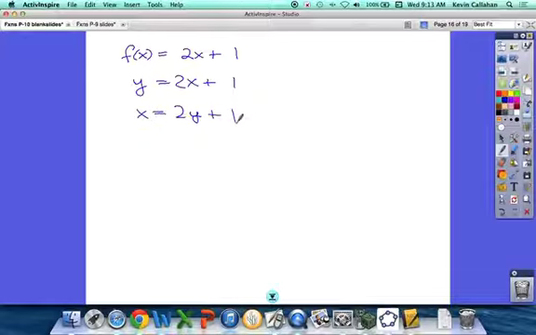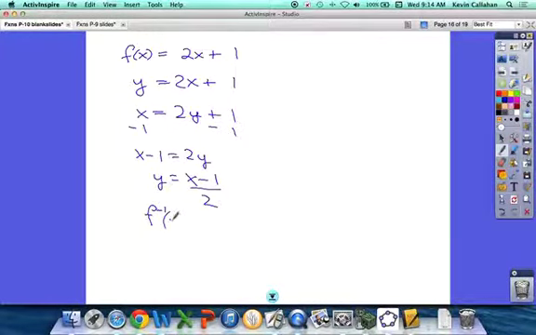And now, because the y is in the middle of the expression on the right, you've got to solve for it, right? It's no longer isolated. So you've got to solve. Subtract 1. Divide by 2. And then the last step, replace the y with f inverse of x. Right, those are those basic steps.